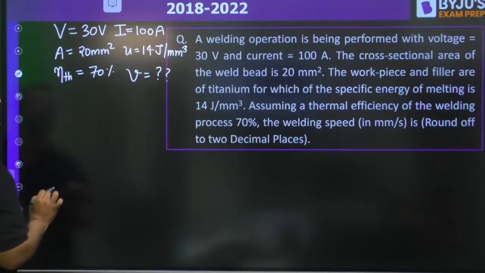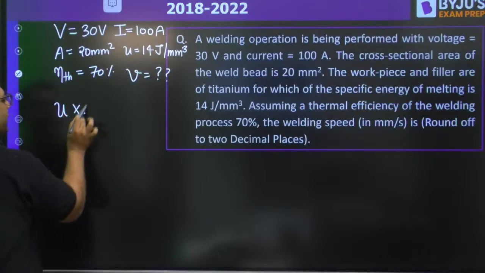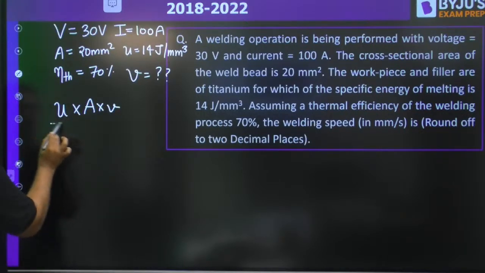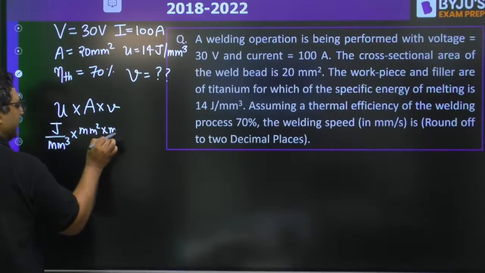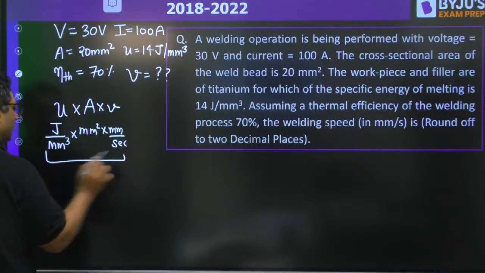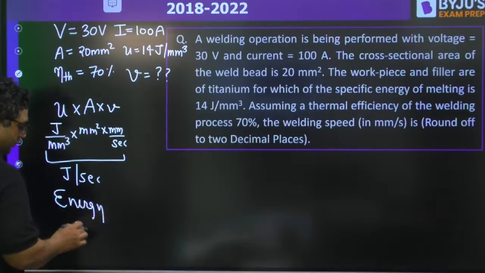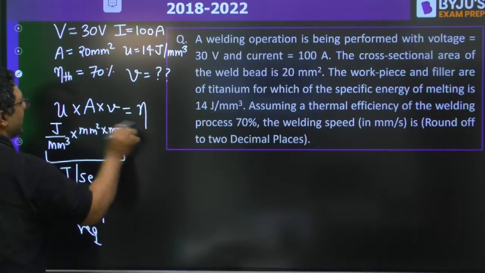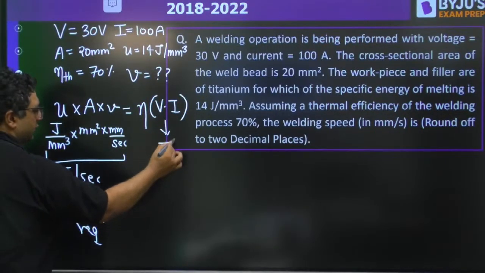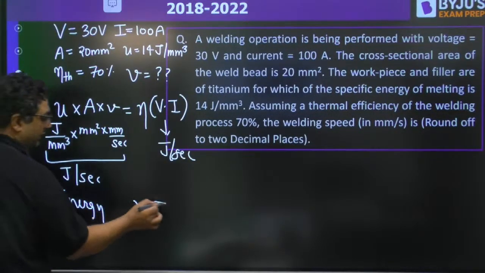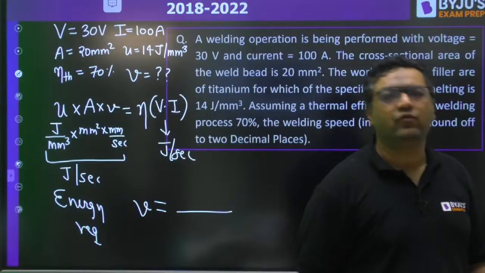So, my dear, first of all, here you need to find out welding speed. When you multiply U into area into velocity, you know, this is joule per mm cube into mm square into mm per second. This will give you joule per second, and that is the energy required. Energy required can be written as efficiency times energy generated. So this is also joule per second. So you just need to find out V. All other things are given to us. This type of question they are asking again and again. So just solve it. Formula is there in front of you.